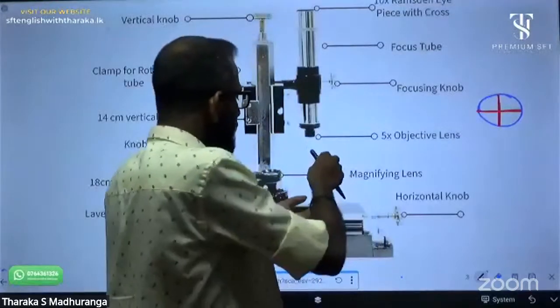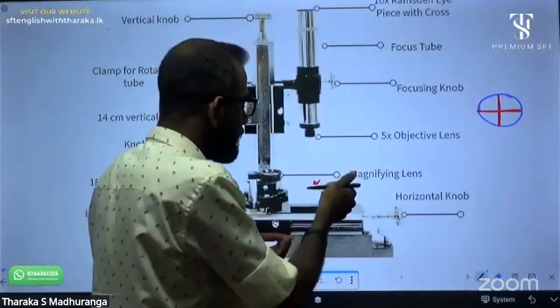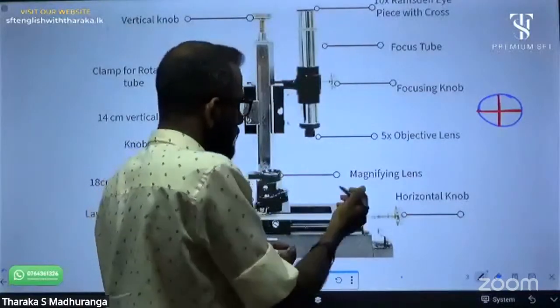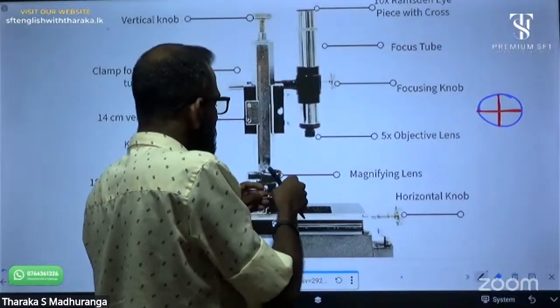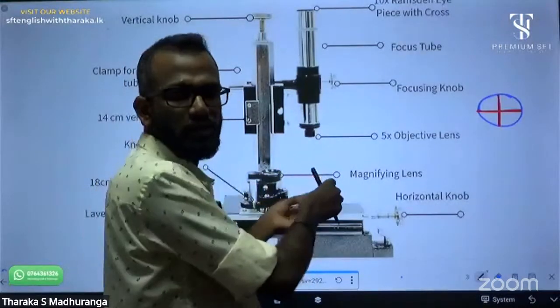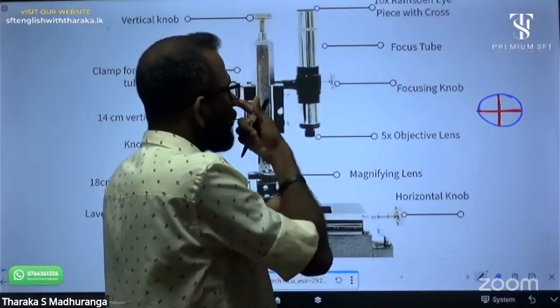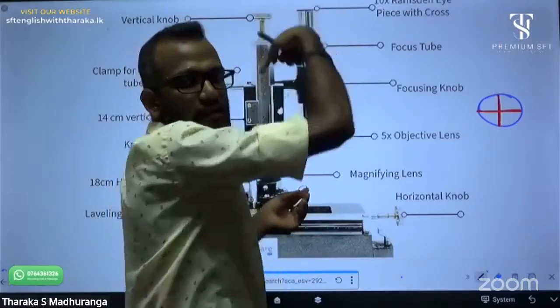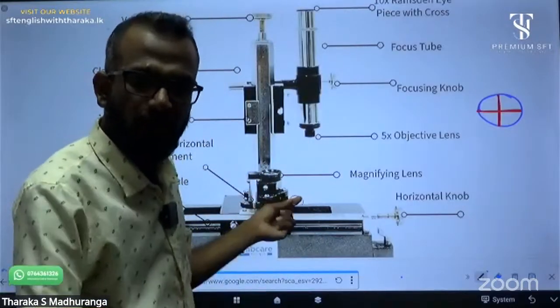Okay, I'm going to place the object on this stage. That we call a stage. Place the object on the stage and observe through the eyepiece, the eye lens, right?